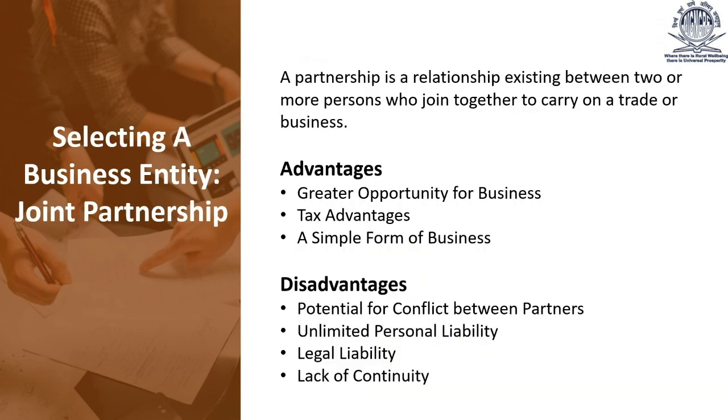Selecting a business entity, that is, a joint partnership. A partnership is a relationship existing between two or more persons who join together to carry on a trade or business. Advantages are greater opportunity for business, tax advantages, and a simple form of business. Disadvantages are potential for conflict between partners, unlimited personal liability, legal liability, and lack of continuity.